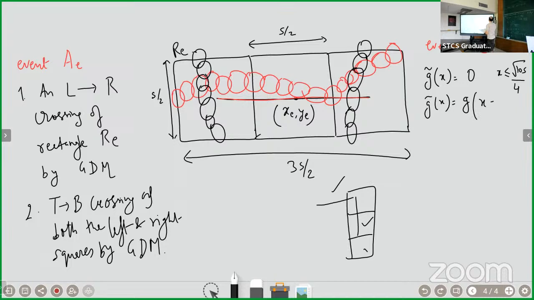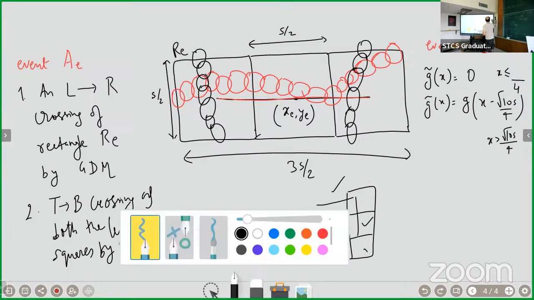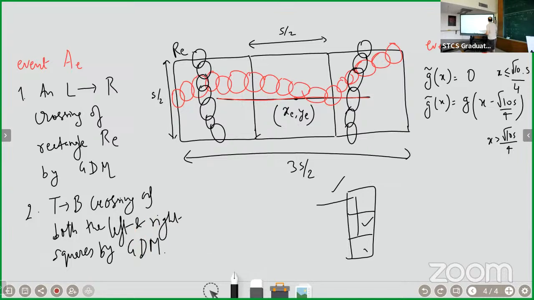This is just a transformation of my usual function. So just redefine my G prime for a particular region. You see what I am doing? G was my original function. I'm defining a G prime, which is 0 for close enough points, and it's just a translation of my actual function for far enough points.